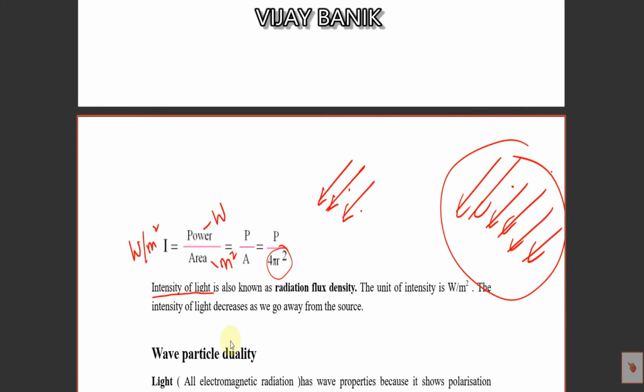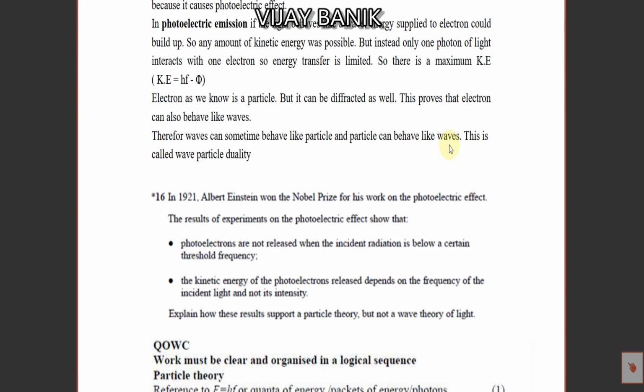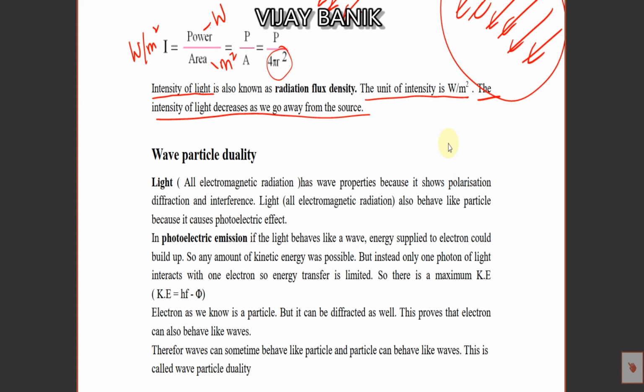I think these are the only things you're supposed to know. The unit of intensity is watt per meter square. The intensity of light decreases as we go away from the source. Now comes the biggest explanation, and these things I'll explain in another video. For the time being, let us learn only these.